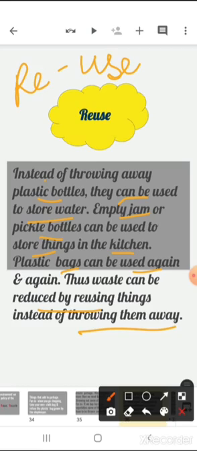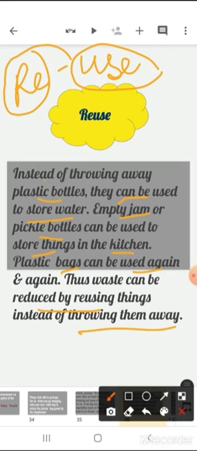Reuse. It means we have earlier used the thing, and now we are again using it. So it becomes reuse. We have to reuse those things which can easily be reused, instead of throwing them away or creating garbage.